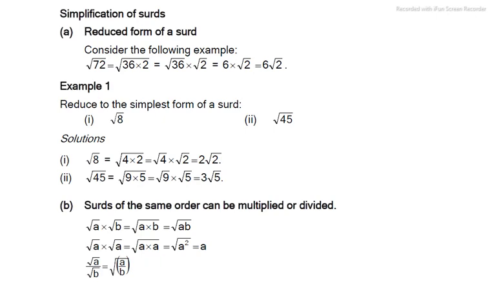However, sometimes those numbers under roots are the same. For instance, if we have root 2 times root 2, that gives us root 4, and we know root 4 is 2.